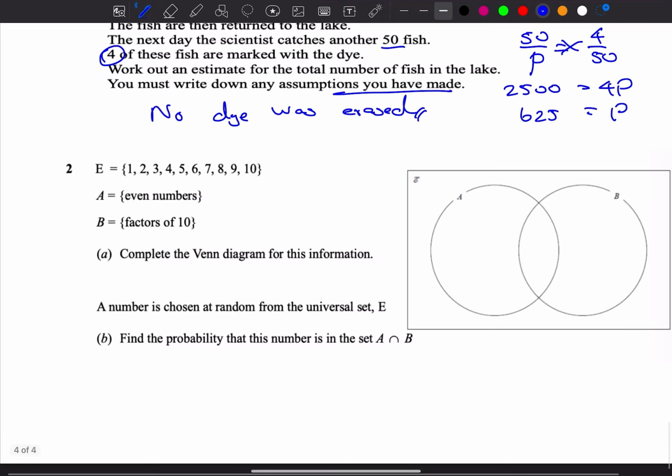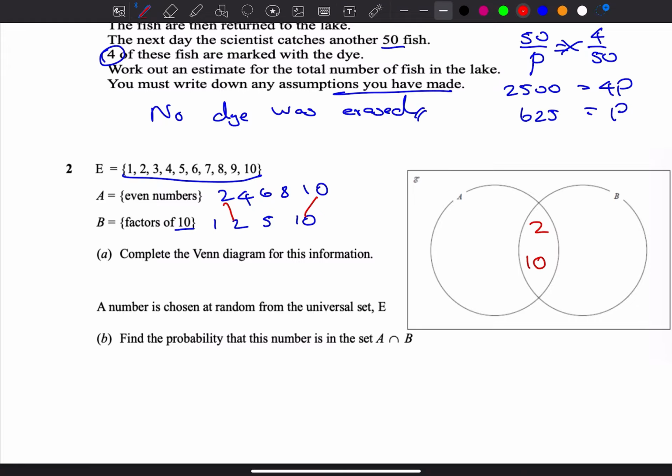Even numbers out of these numbers, 2, 4, 6, 8, 10. Factors of 10 out of these numbers. 1 is a factor, 2, 3 is not, 4 is not, 5, 10. And what other common numbers do we have? 2, 10. 2 and 10 sit in the middle. Then 4, 6, 8. And then 1, 5. Then if you count, 1, 2, 3 is missing, 4, 5, 6, 7 is missing, 9 is missing. Is there now a total of 10 numbers? Let's check. 1, 2, 3, 4, 5, 6, 7, 8, 9, 10.